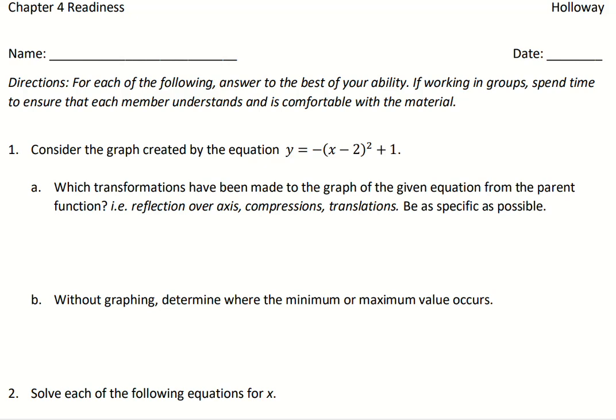Now, as we think about it, if we go back to the parent function, it just starts at the origin. Right at the 0, 0 is where that bottom of that parabola would be. I've now moved it to get to 2, 1. I must have gone 2 to the right and 1 up. Like, that's what we've done so far. There's one more little piece that happens.